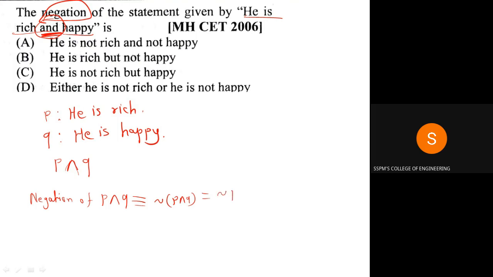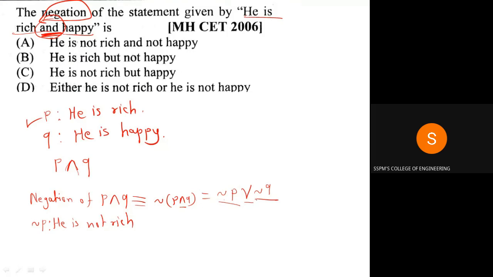Negation of P or negation of Q. Okay, negation of P. So this "and" becomes "or": negation of P or negation of Q. Also, we will first find negation of P. What is negation of P? What is P? P is he is rich. So negation of P is he is not rich. Okay, he is not rich.